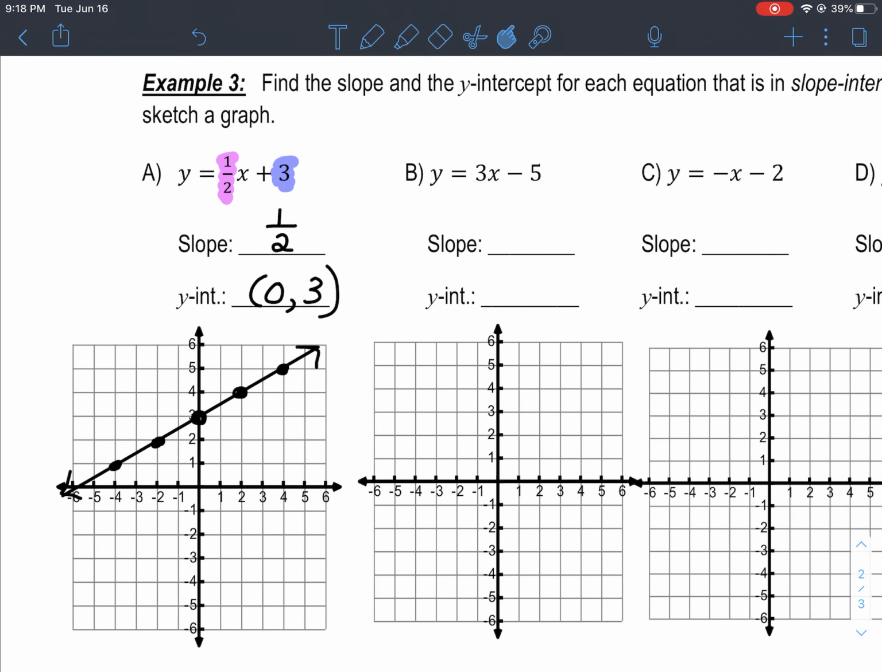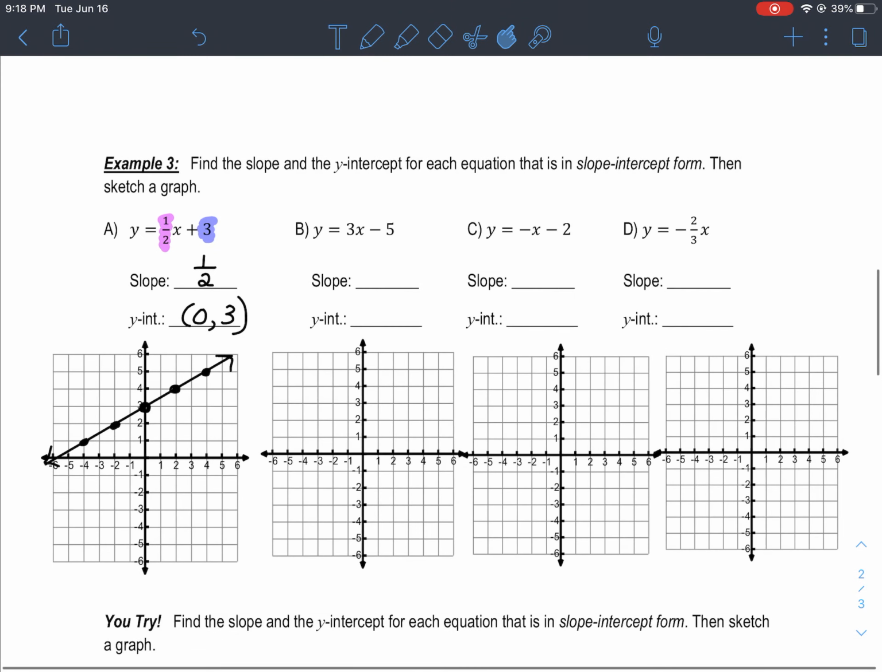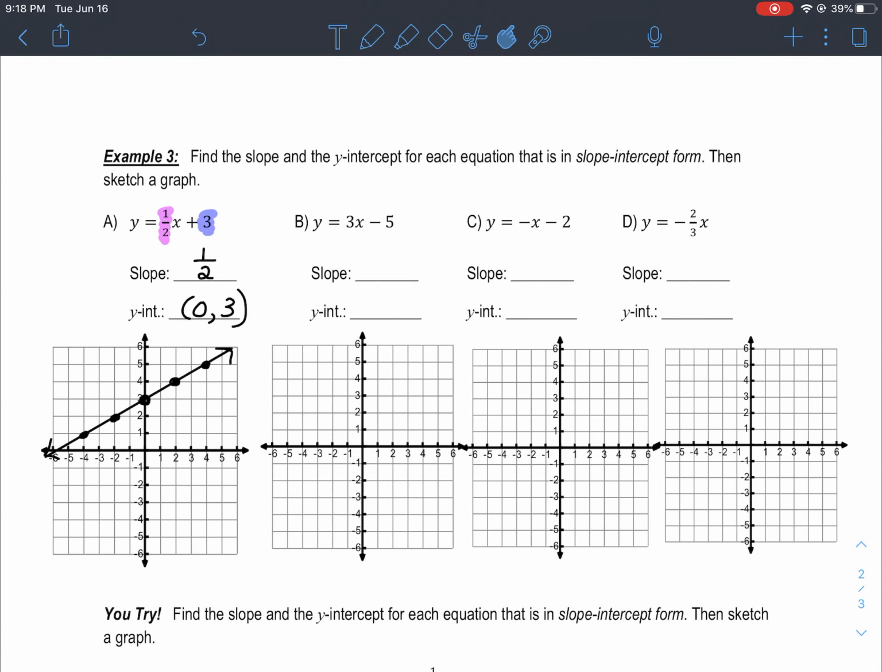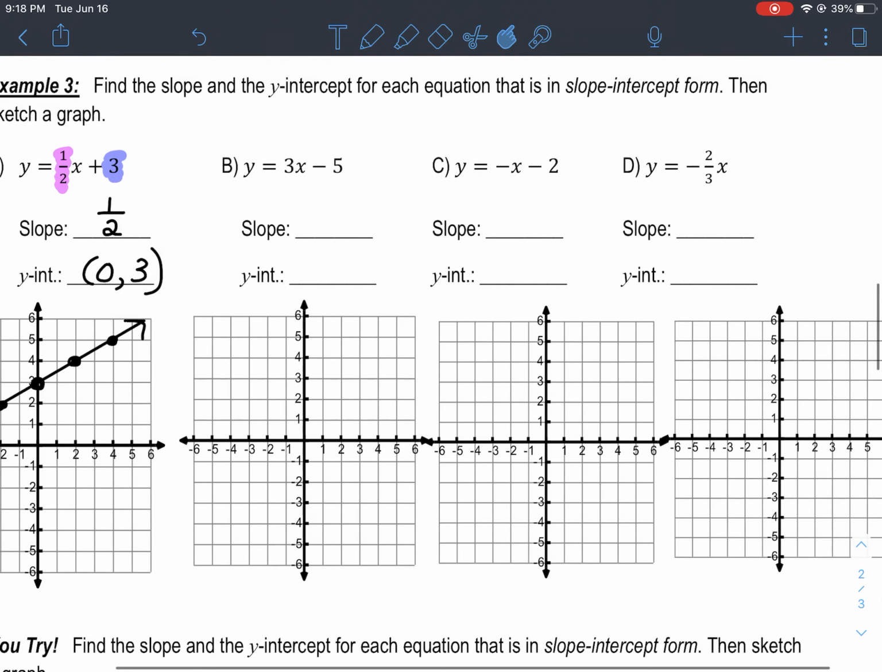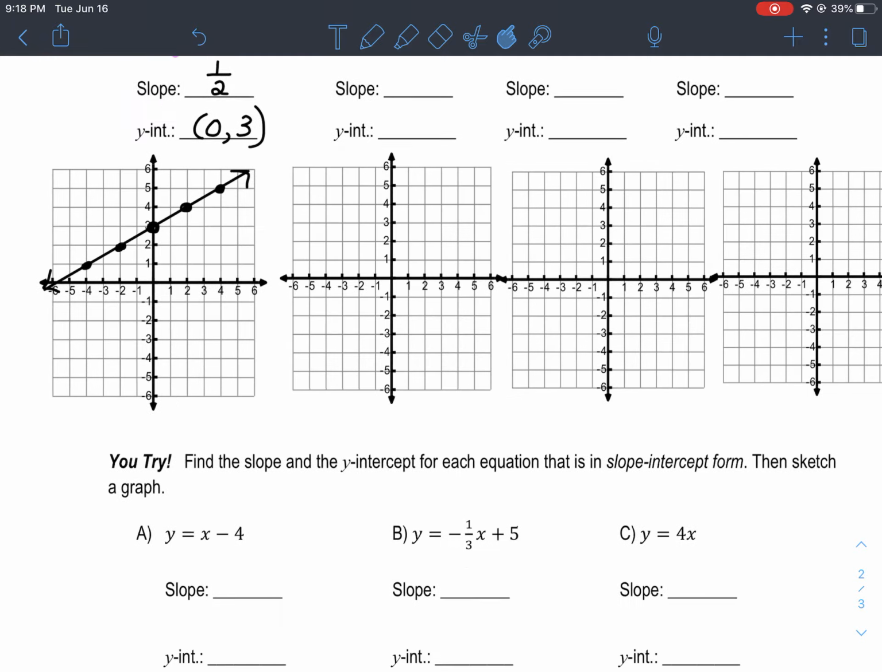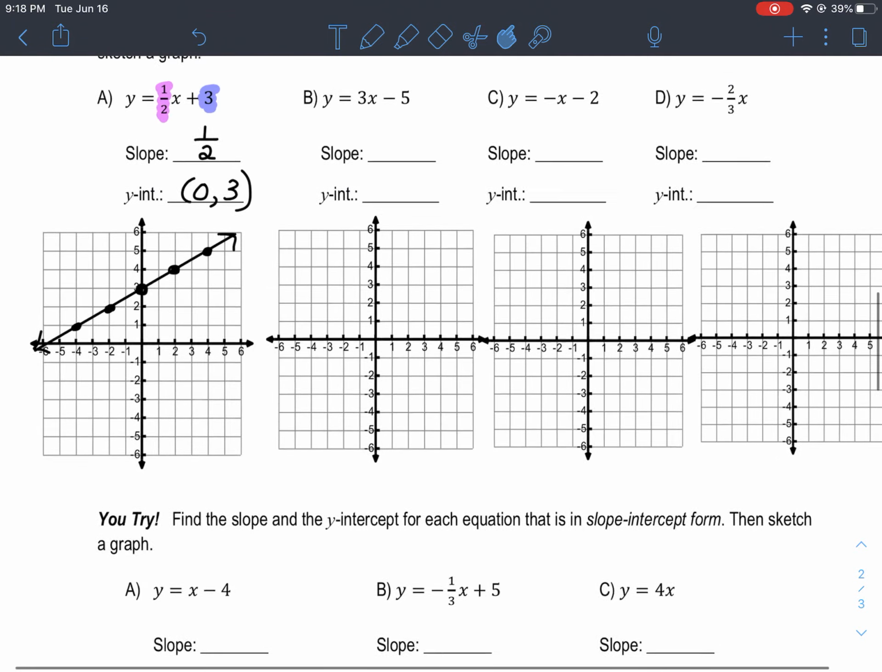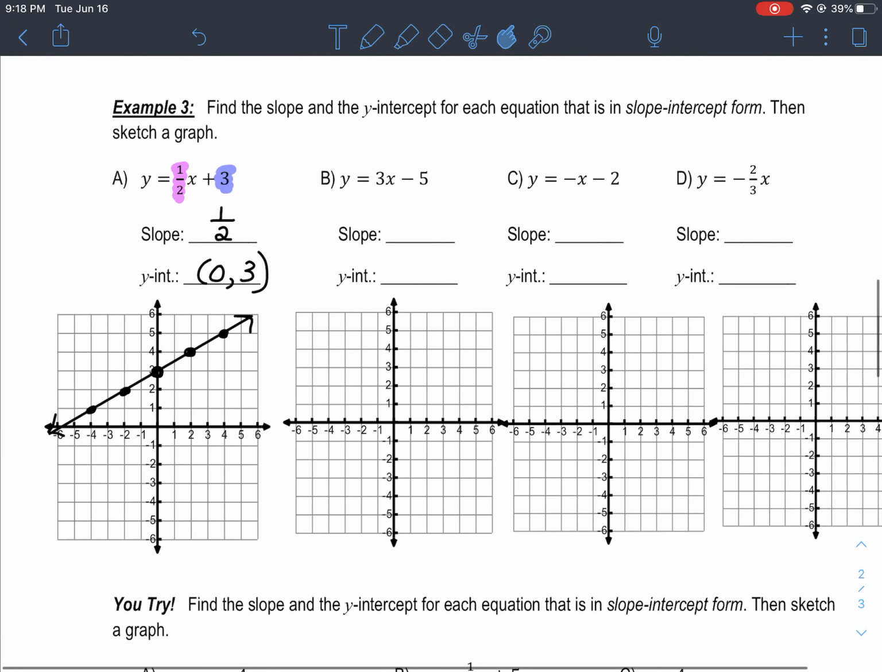Okay, and I see it's rising from left to right. It's going up from left to right, so I know I graphed it right because it's a positive slope and it's also going through 0, 3, so that makes sense. So if you want to pause the video and give the rest of these a try, feel free. If not, you can definitely watch the next few and then give the bottom ones a try. Up to you.